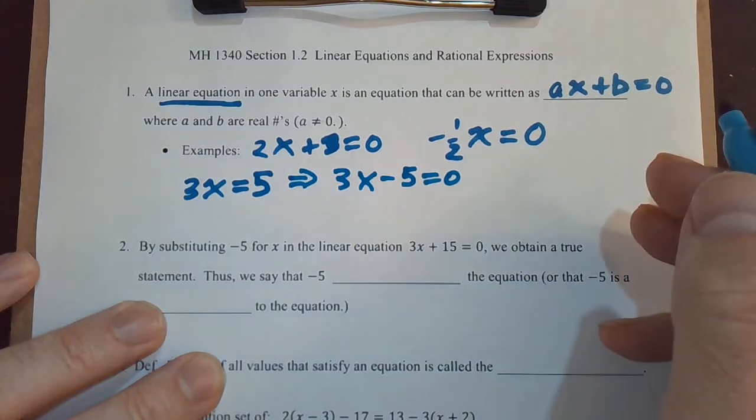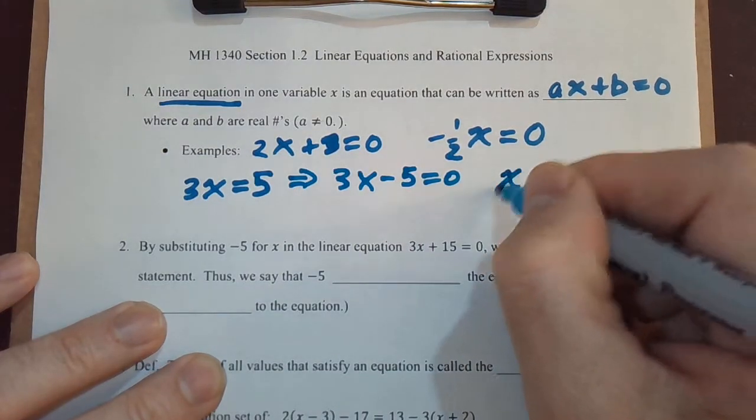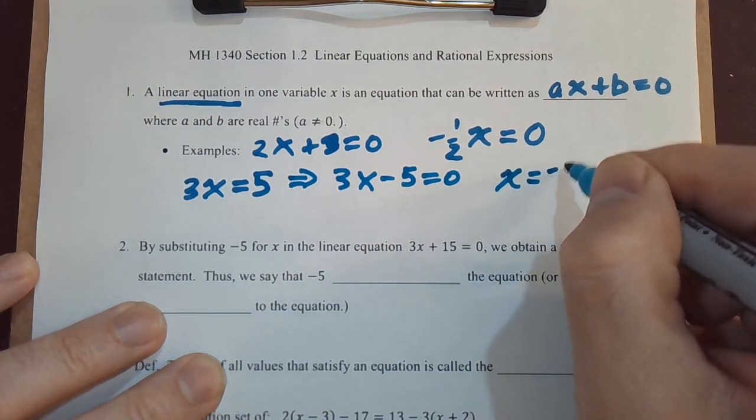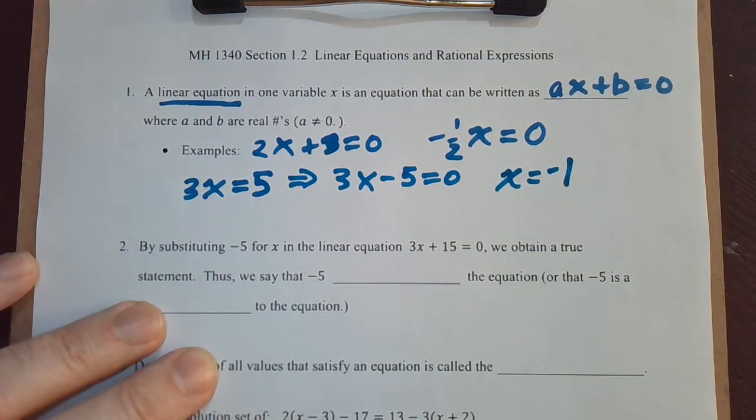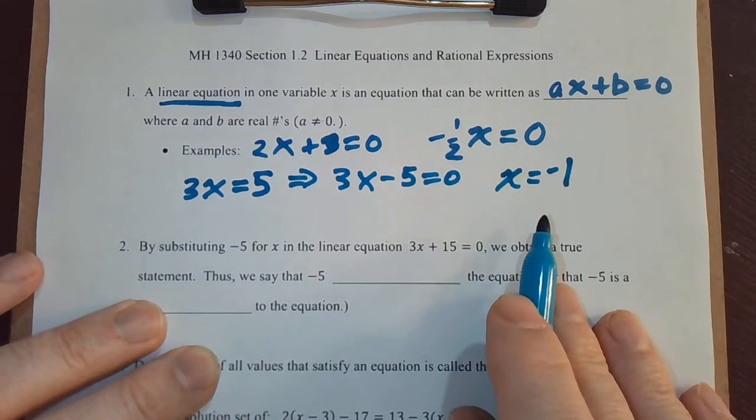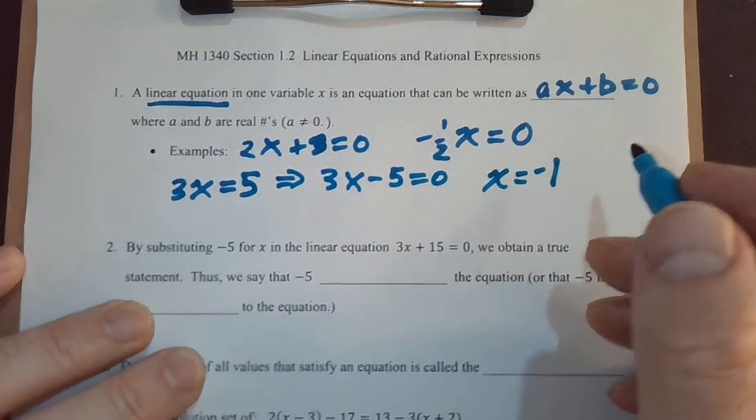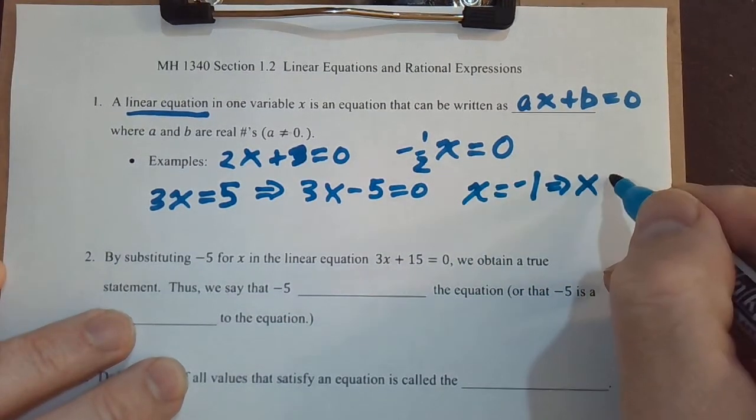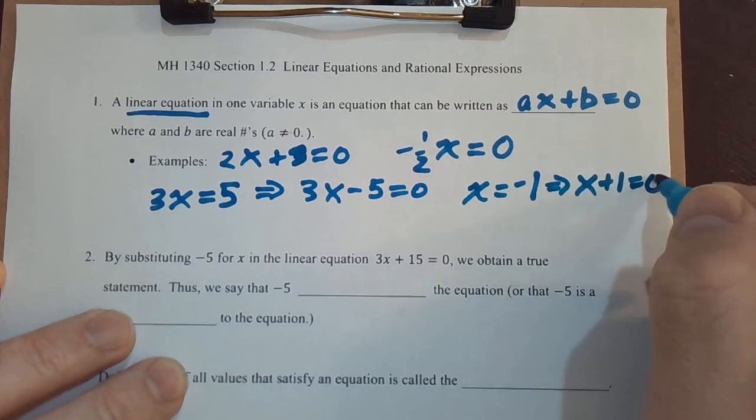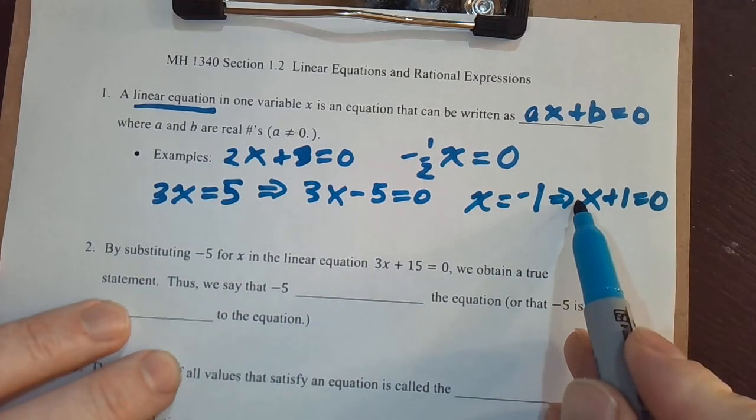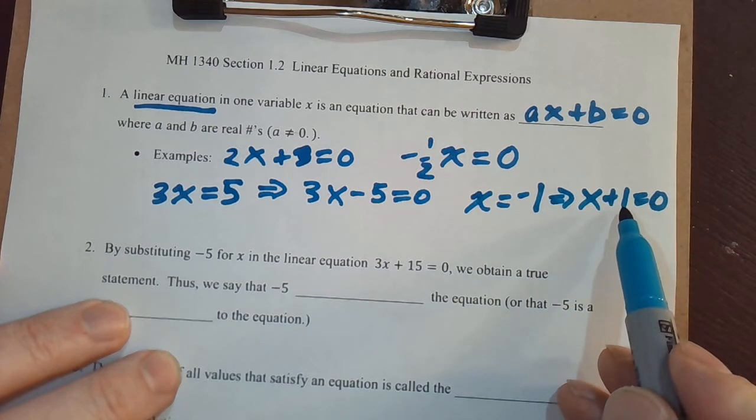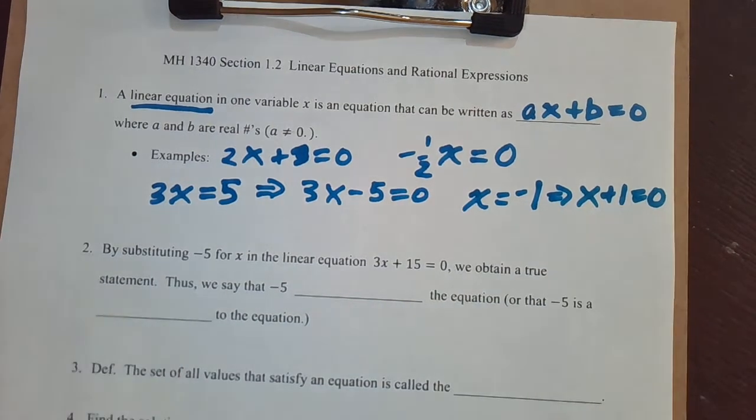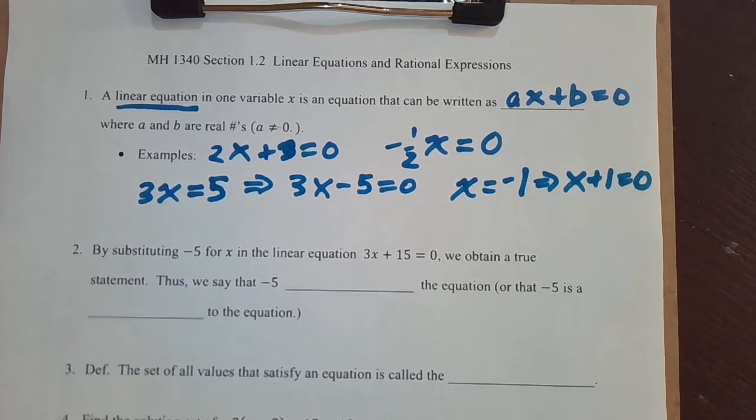Let's look at one more simple example. How about just x equals negative 1? That, in fact, is a linear equation in one variable because it could be written x plus 1 equals 0. In this case, our a would be the number 1, the coefficient in front of the x, and then b would also be a 1. So that's linear equations in one variable.